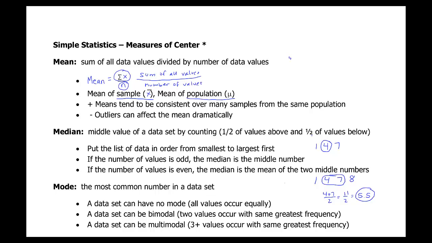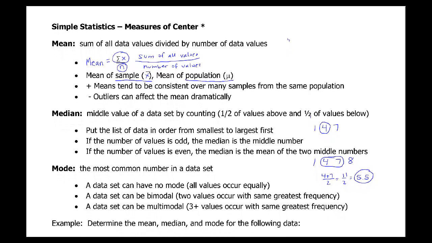The last measure of center is the mode. The mode is simply the most common number. So if, for example, in these 2 little data sets that I drew here, 1, 4, 7, and 1, 4, 7, 8, there is no mode in those 2 data sets because all the values occur equally. They each occur one time. There may be cases where your data set is bimodal, which means 2 of the values occur with the same frequency, or multimodal, which means 3 or more. So of these 3, mode is typically the least reliable for calculating or reporting what the center is of a set of data.